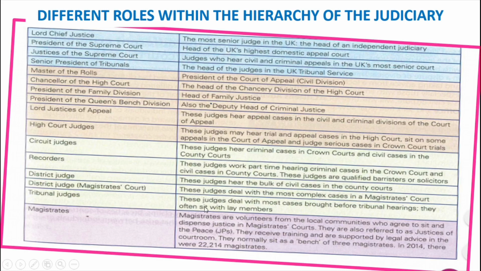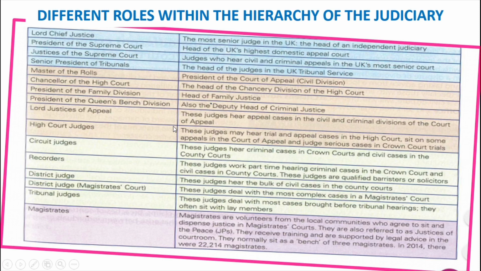You have tribunal judges who hear tribunal hearings, district judges who hear some of the most complex cases in magistrates' courts, other district judges who hear the bulk of civil cases in the county courts. You have recorders. These are judges who work part-time hearing criminal cases in the Crown Court and civil cases in the county courts. They're qualified barristers or solicitors. You have circuit judges. These judges hear criminal cases in Crown Courts and civil cases in the county courts.